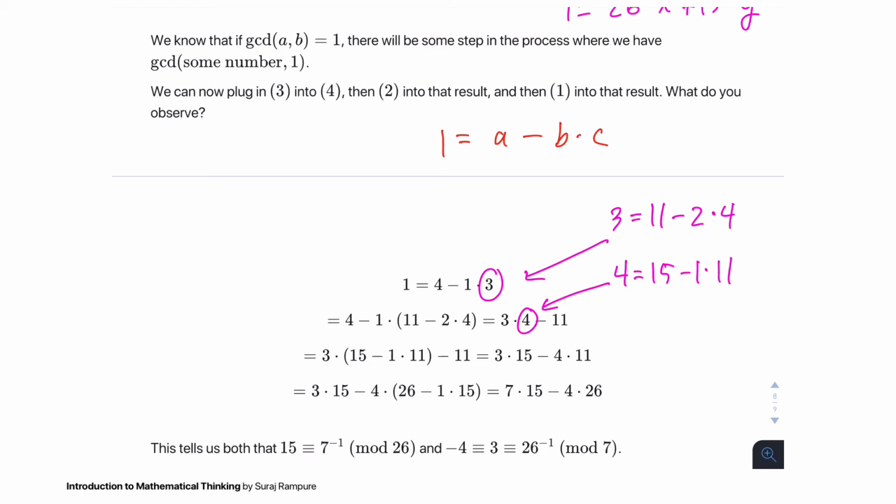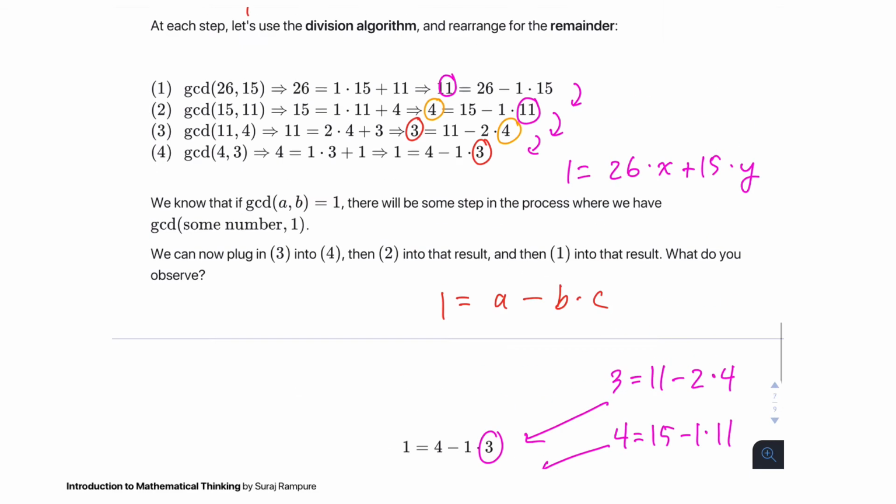Right? So it might seem a little silly. Why are you not simplifying the right-hand side? Well, we know what the right-hand side is equal to. It's equal to 1. Right? The goal is to try and write 1 as a linear combination of 26 and 15. Which is why we're not simplifying. We're using the fact that we can keep plugging in successive equations, and at the end, we'll have 26 times something plus 15 times something else will be equal to 1.